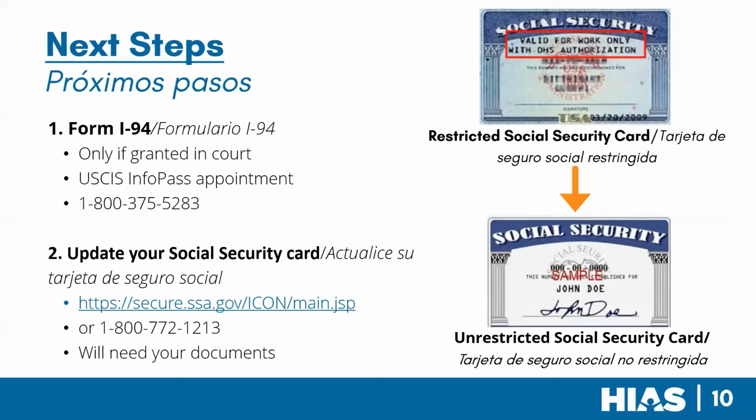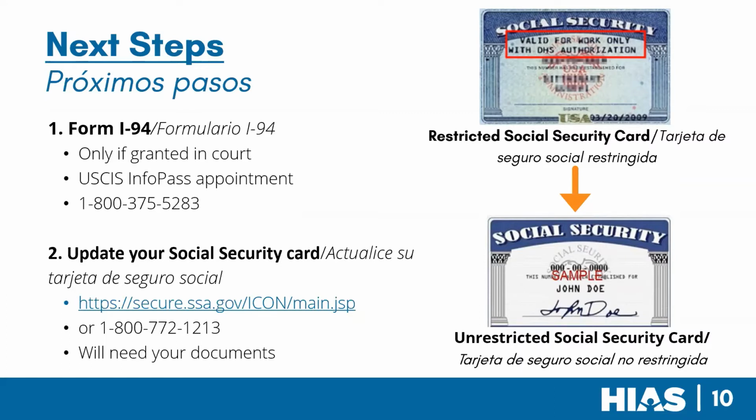So as mentioned before, for those who receive asylum through the immigration court and do not have their I-94, an important step is to obtain your I-94 by calling USCIS to make an appointment. But another important document that all asylees will need to obtain, whether you received asylum through an asylum office or an immigration court, if you have not already done so, is an unrestricted Social Security card.